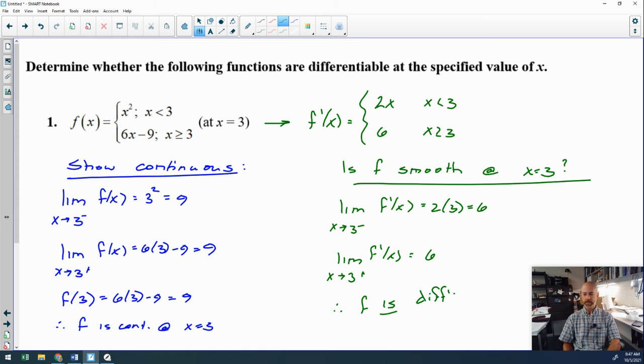And I'm kind of lazy. I just write diffable. F is differentiable at x equals 3. The function was continuous, and we showed that it was smooth. And you have to satisfy both of those to show differentiability.